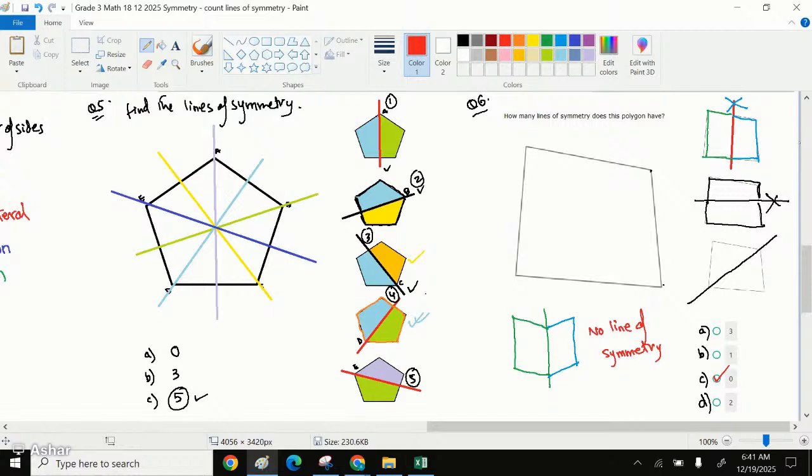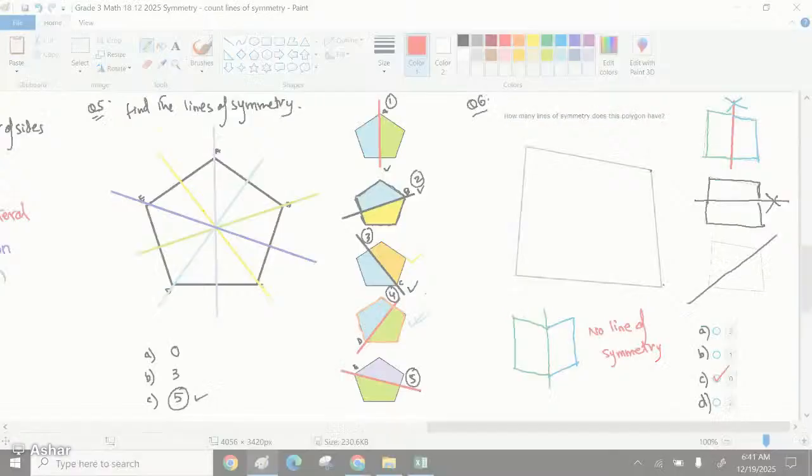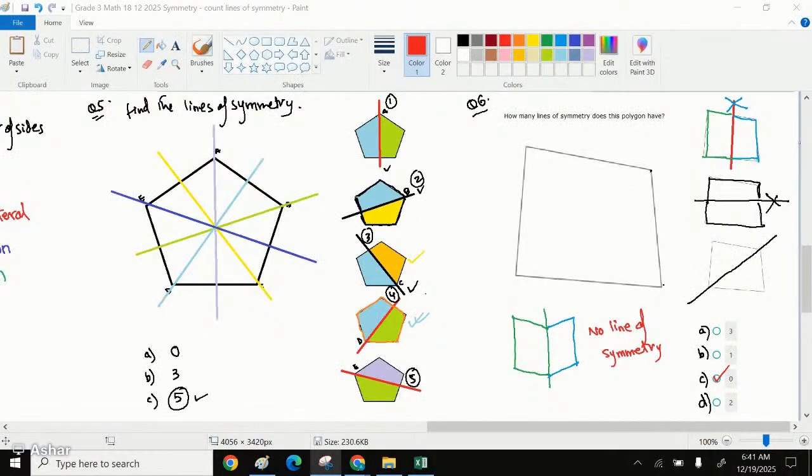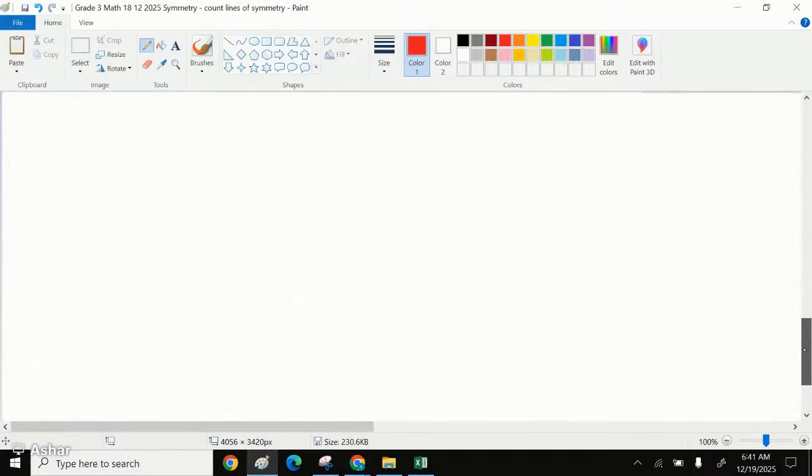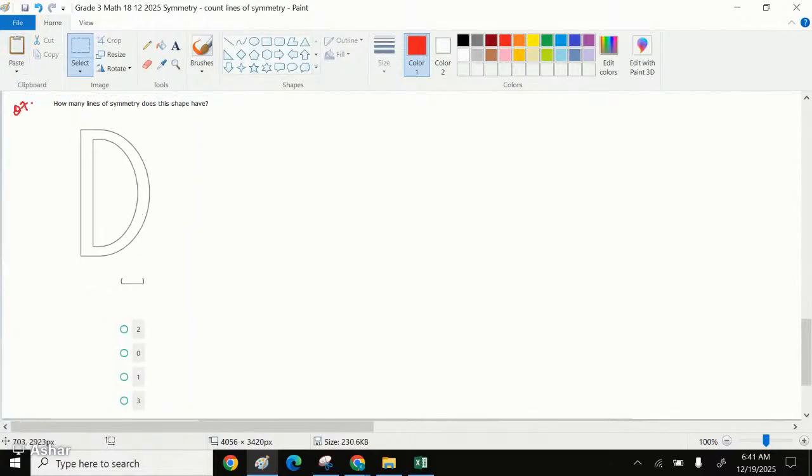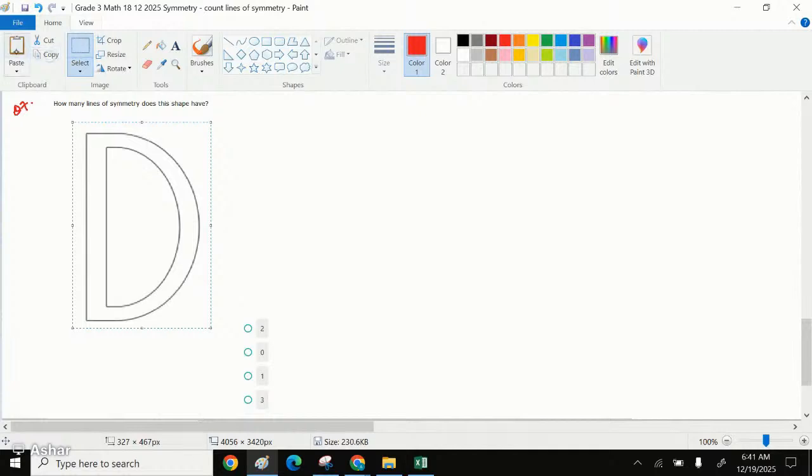The next shape we have is another alphabet. Let's try this alphabet and let's try to find the lines of symmetry in this. Then question number 7. Okay. Let's do this. It's very simple. How many lines of symmetry are there? Let's pick this shape. Let's enlarge this shape. Paste. Okay. We have one copy. Let's make at least 2 or 3 copies so that we can see how many lines.